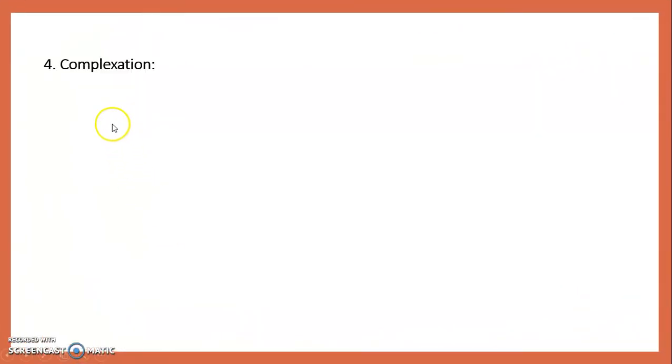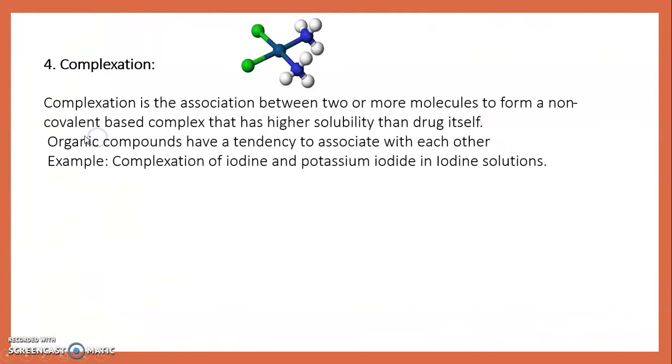The next method is complexation. Complexation is the association between two or more molecules to form a non-covalent complex that has higher solubility than the drug itself. Organic compounds have a tendency to associate with each other. Example of it, complexation of iodine and potassium iodide in the iodine solution.